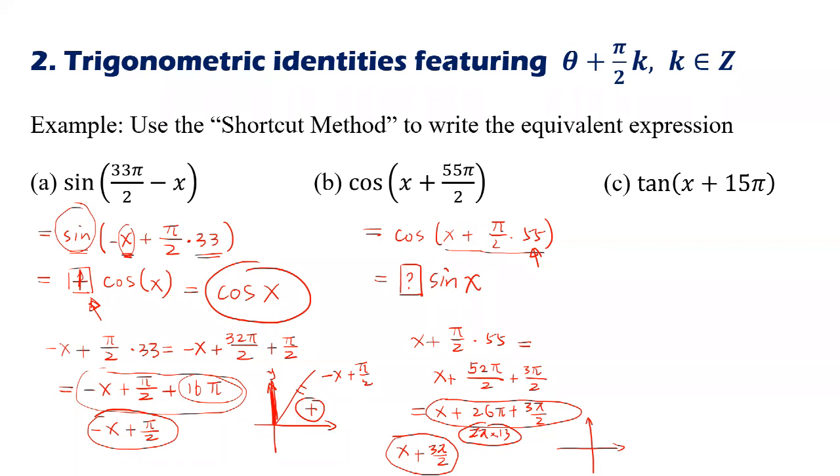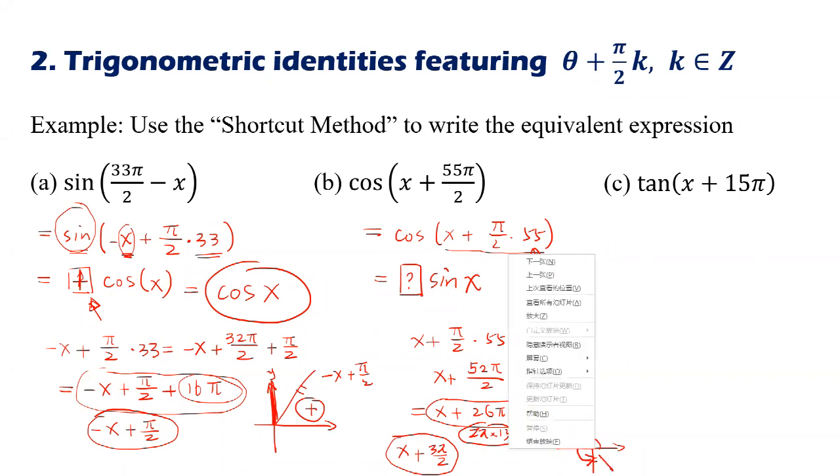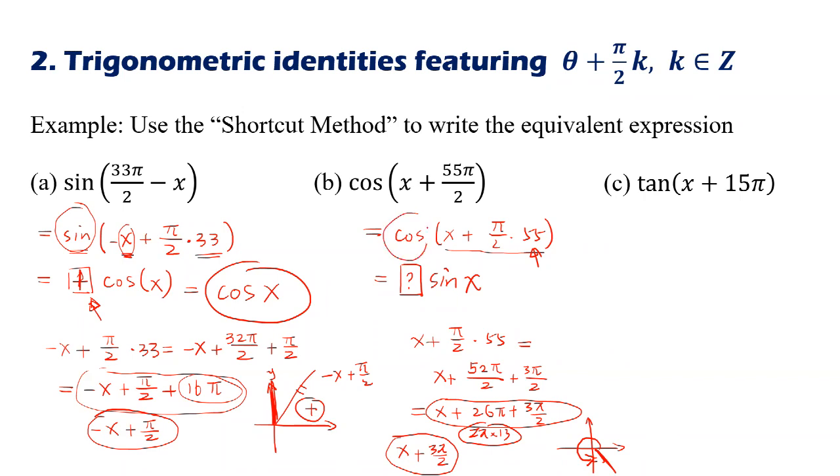So 3 pi over 2 is here, right? This is 3 pi over 2. And plus x, x is acute angle. So plus x, the new angle must be in the fourth quadrant, right? If it's in the fourth quadrant, the original ratio in the fourth is cosine. Cosine in the fourth quadrant is positive, right? So the sign here is positive. So in this way, we know that the original expression equals sine x. Understand?